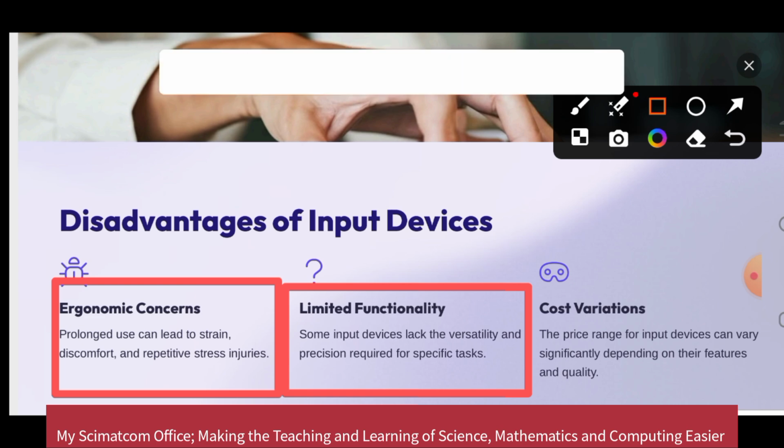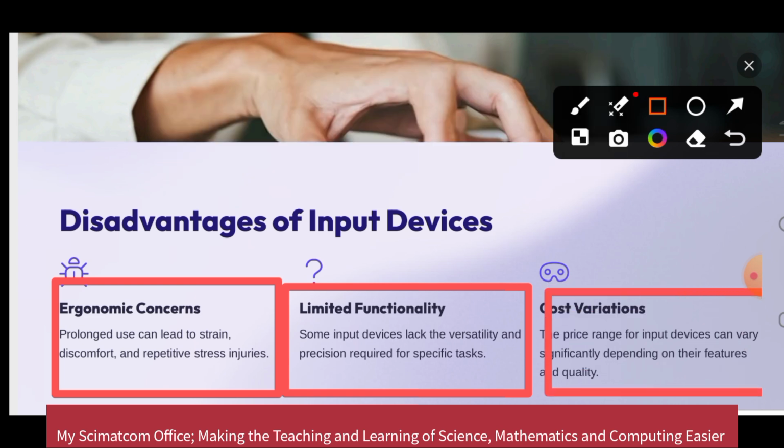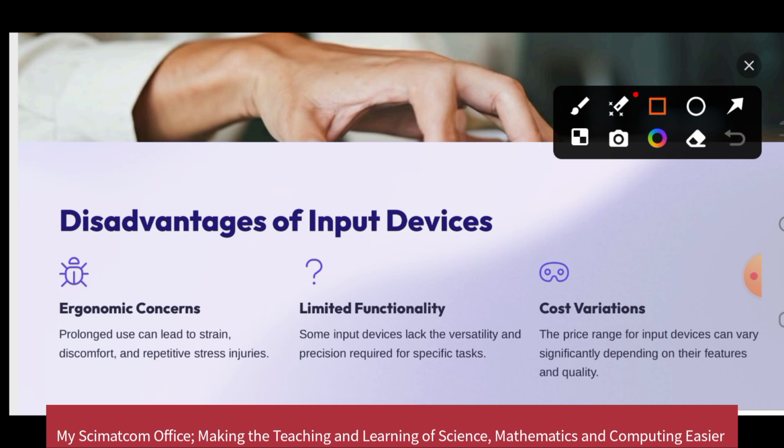Then cost variations. The cost of these items is not easy. Some are cheap, some are expensive. The price range for input devices can vary significantly depending on their features and quality. When you want good ones, you spend more money. When you want the cheap ones, you spend less money, but they won't last long. So getting the original or higher quality one, you have to spend more time and more cash to achieve it. This is a disadvantage in that regard.